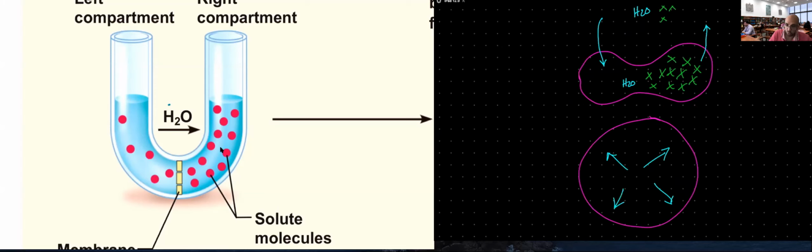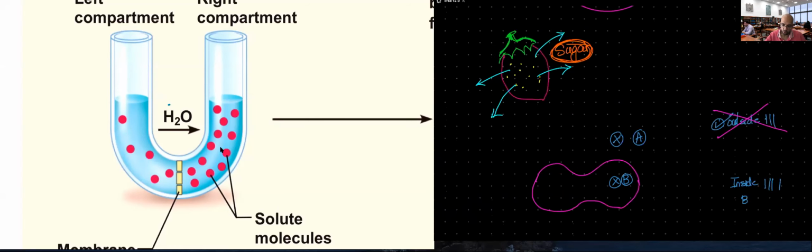And what's going to happen when the cell swells? It bursts. Would you like the cells to burst? What do you think? Would you like to have higher solute concentration inside your cell? No. So which one is a good answer? Neither. You want to have the same solute concentration on both sides of the membrane. You don't want high solute outside of the cell or high solute inside of the cell. They need to be equal.